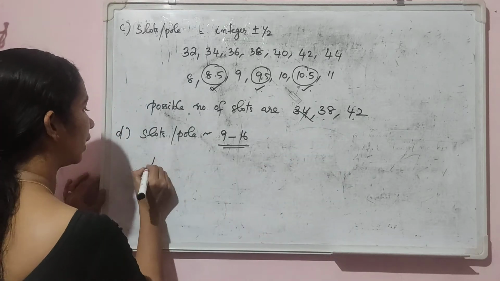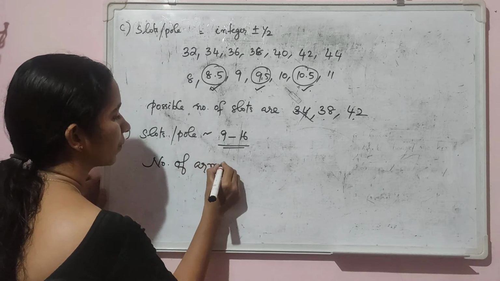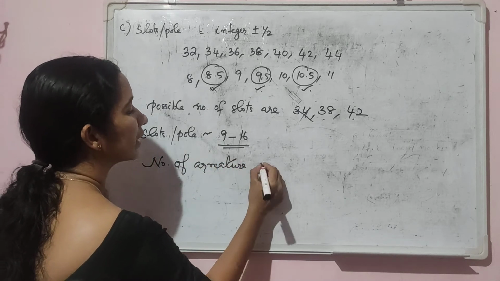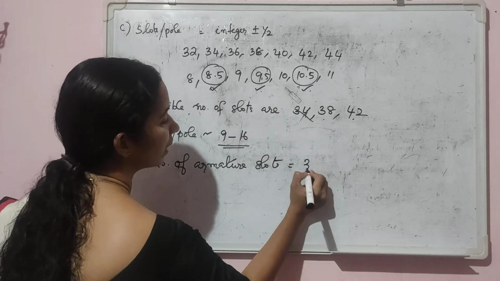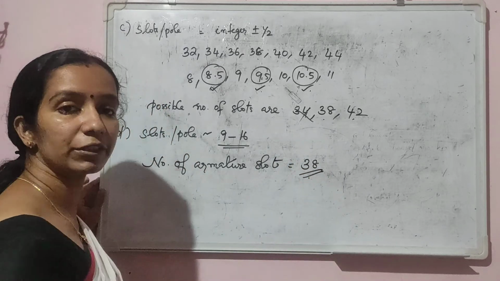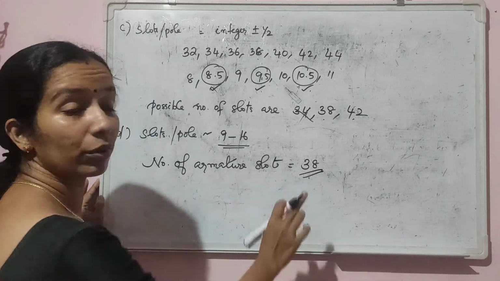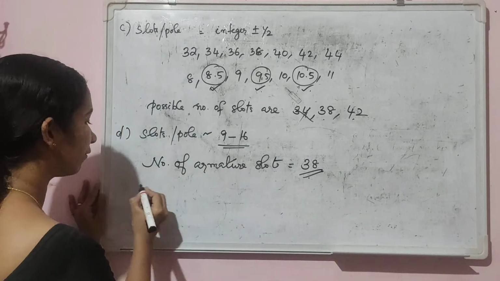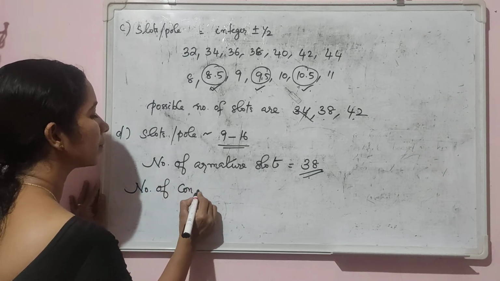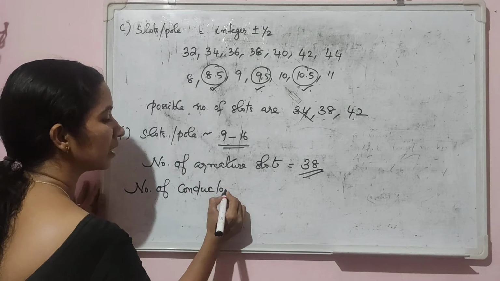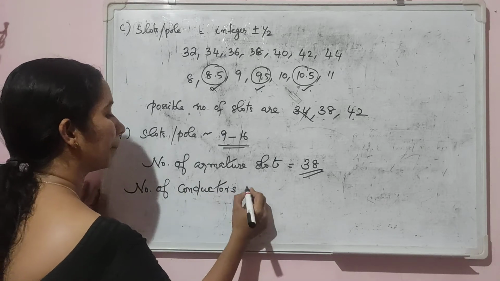So number of armature slots. We have got the number of armature slots. So number of armature slots should be equal to 38. So this is the value of number of armature slots. So right after getting the value of number of armature slots, you have to calculate number of conductors per slot. So this is the next step.